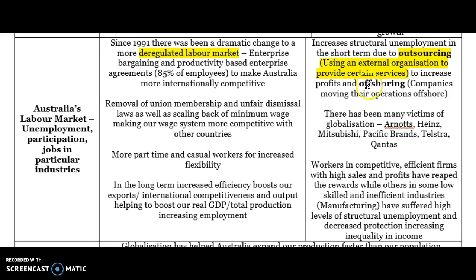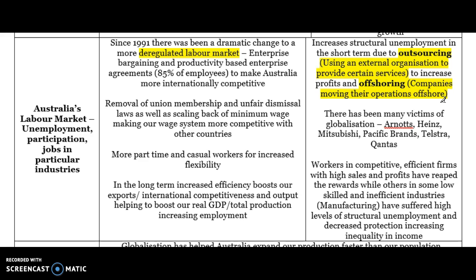It's also led to offshoring, which basically means the whole company moves overseas. So Bloodstone, for example, the shoe company or the boots company, has moved their whole operations offshore. That's what offshoring means. You no longer operate in Australia, you operate overseas. And obviously the big weakness with that is that all the people that worked in Australia in those companies then lose their jobs and are left structurally unemployed.